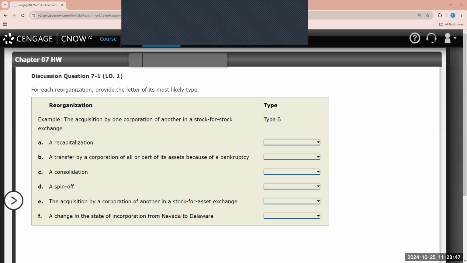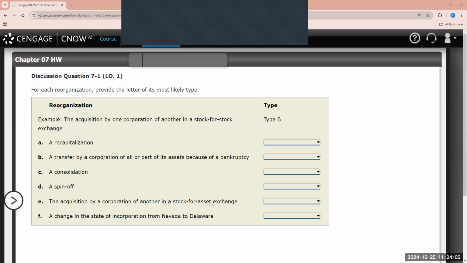This video will cover several questions from Chapter 7, which deals with corporations and reorganizations. So we'll jump right into this first question. For this question, it says, for each reorganization, provide the letter of its most likely type.